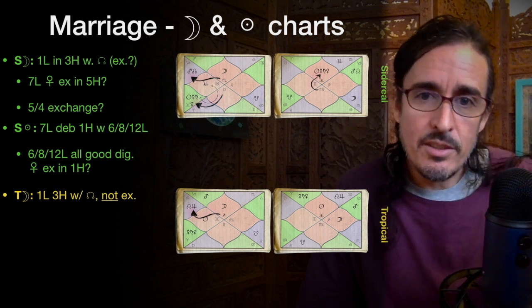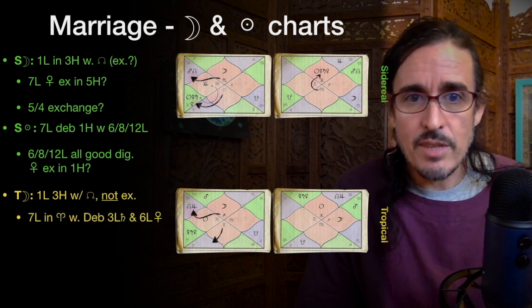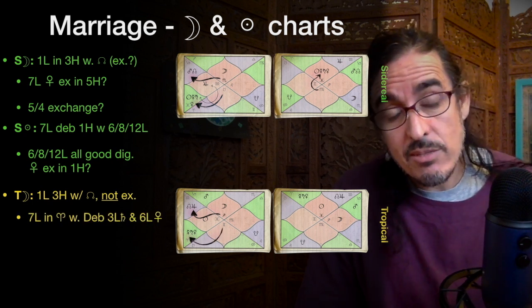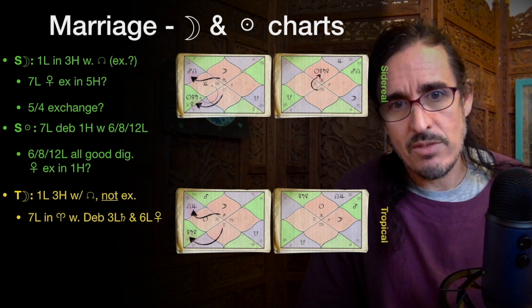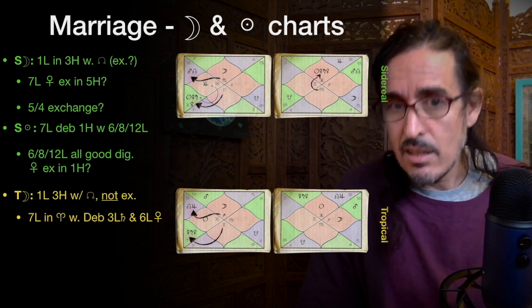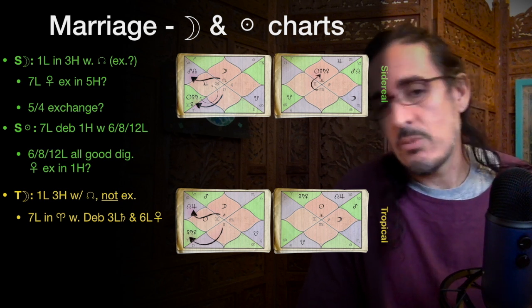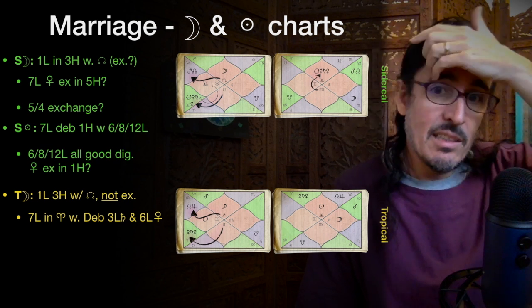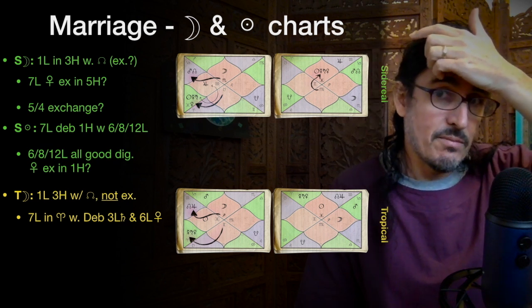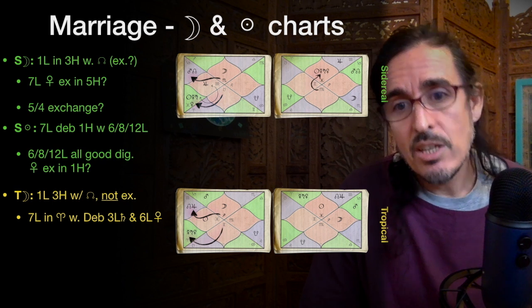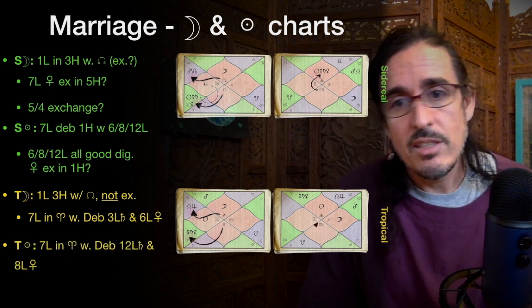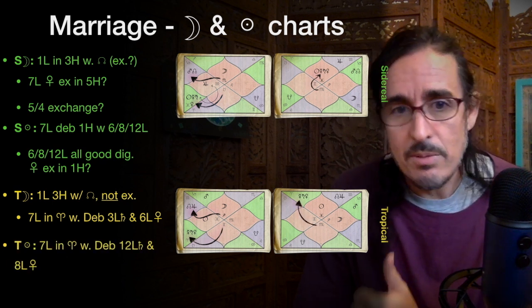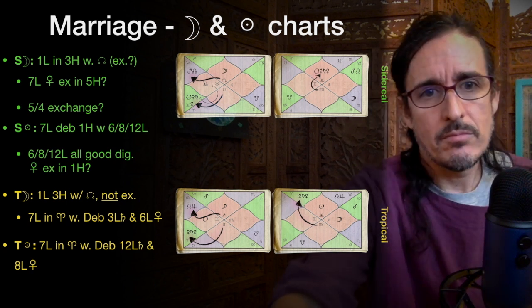And then you have the 7th lord, instead of being exalted in the 5th house, it's just in Aries in the 5th house. It's a Mercury in Aries in the 5th house, and it's with debilitated Saturn, and it's with the 6th lord. So it's troubling passions. That's a very accurate match. Tropical sun, 7th lord, is in Aries again, with a debilitated 12th lord and an 8th lord.